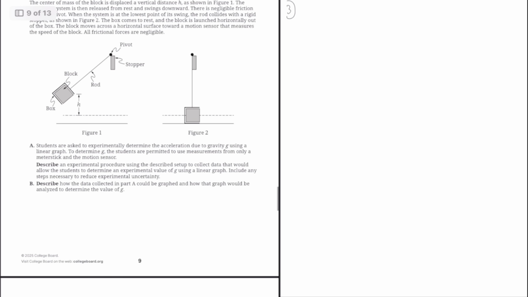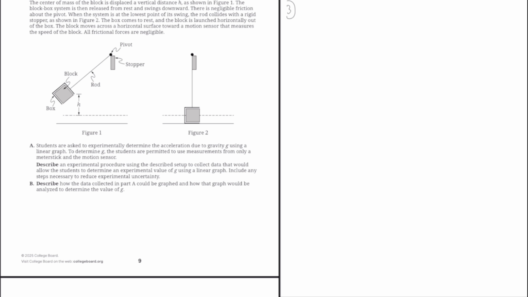So now here is the next question. Students are asked to experimentally determine the acceleration due to gravity, g, using a linear graph. To determine g, the students are permitted to use measurements from only a meter stick and a motion sensor. Great, that's all we need. Describe an experimental procedure using the described setup that would allow students to determine an experimental value of g using a linear graph. Include any steps necessary to reduce experimental uncertainty.